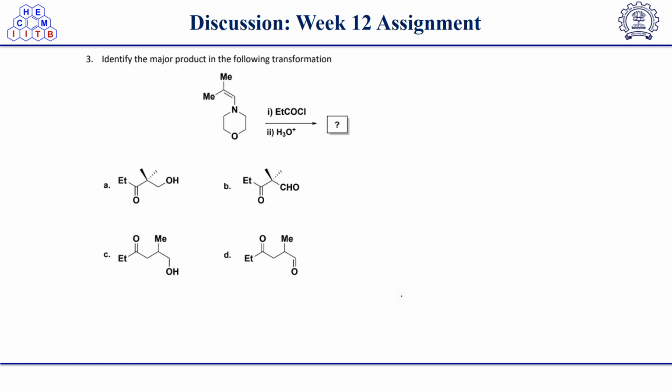Moving to the next question, identify the major product in the following transformation. So this particular enamine upon treatment with this ethyl carbonyl chloride and then hydrolysis, what will be the major product after these two steps?